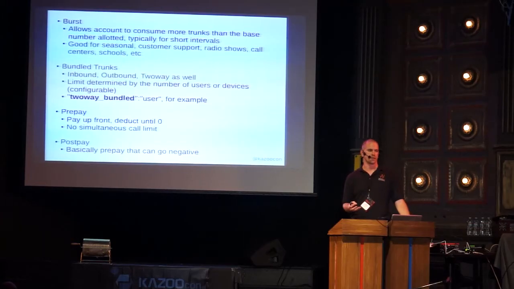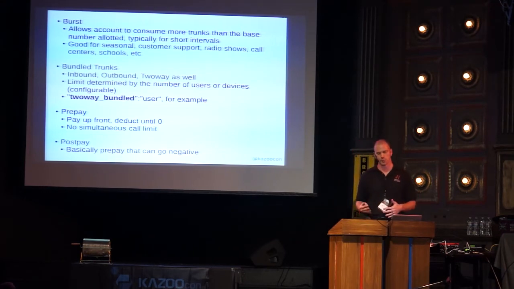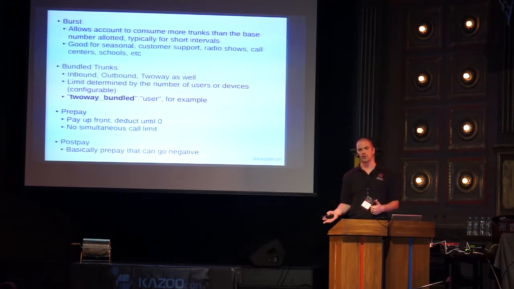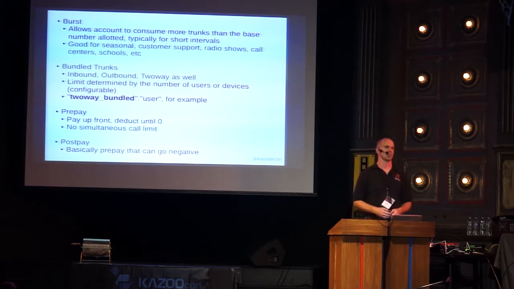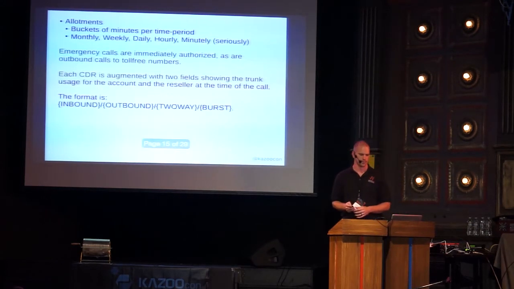The next sort of class of billing, or limiting, is the prepay and postpay. So this is going to be where the rates get applied to the available funds of a particular account. Right? So prepay is you pay $50, you make calls until you reach 0, and then you add more money. Postpay essentially is being able to go negative with prepay. And you can set the threshold of how negative that particular account can go.